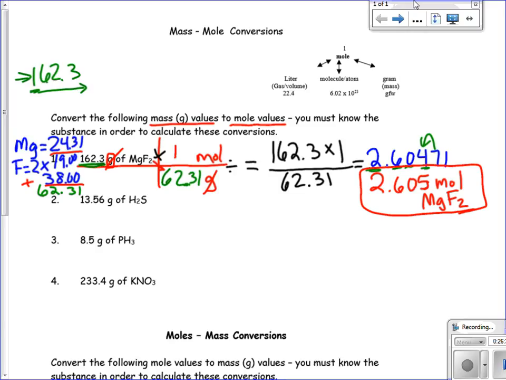Okay? So that's how you would do the top 4. You're going from grams to moles. So grams diagonals down, moles goes on the top. Let's try one down below, though, where we're going the opposite direction.